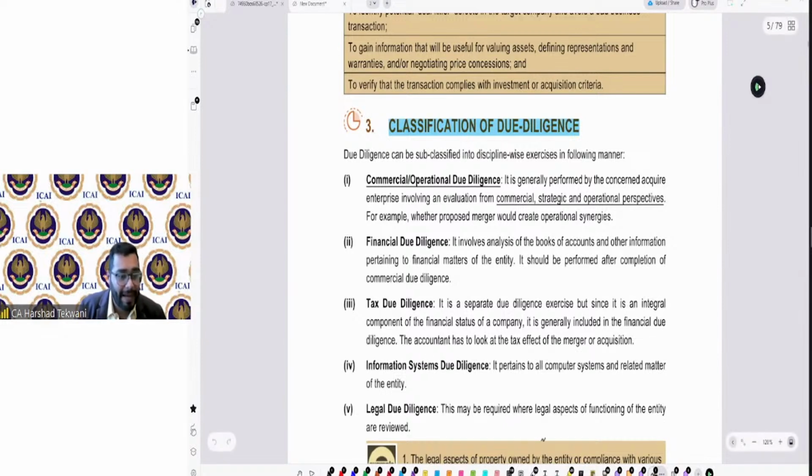Then comes the financial due diligence. Financial due diligence again involves due diligence of the financial matters. Let's say, for example, you take an audit. Whatever you do in an audit, multiply by 2 or 3 times. In-depth analysis. That will give you financial due diligence. It means you are verifying each and everything to its detail, to its background. So it's not about sample testing. You can say you are going through all the transactions.